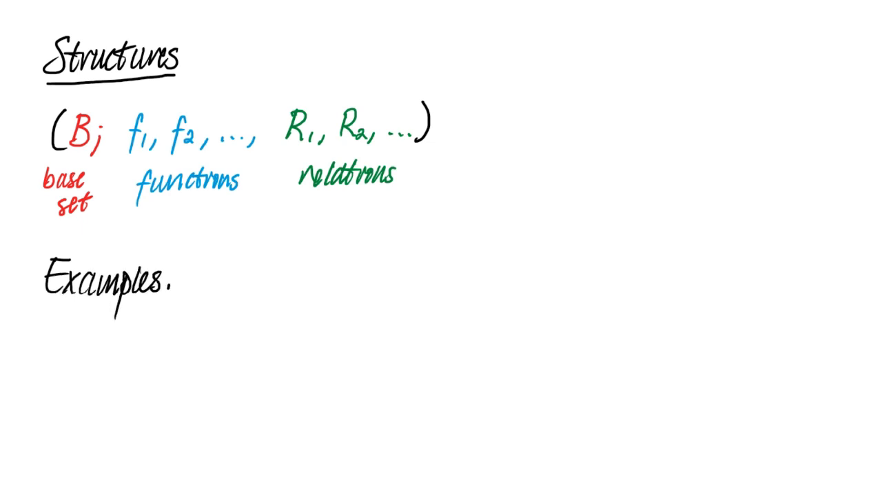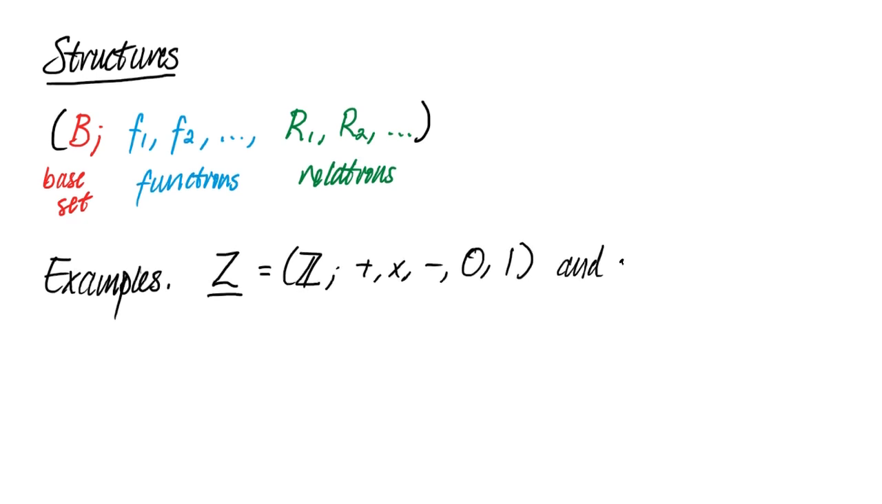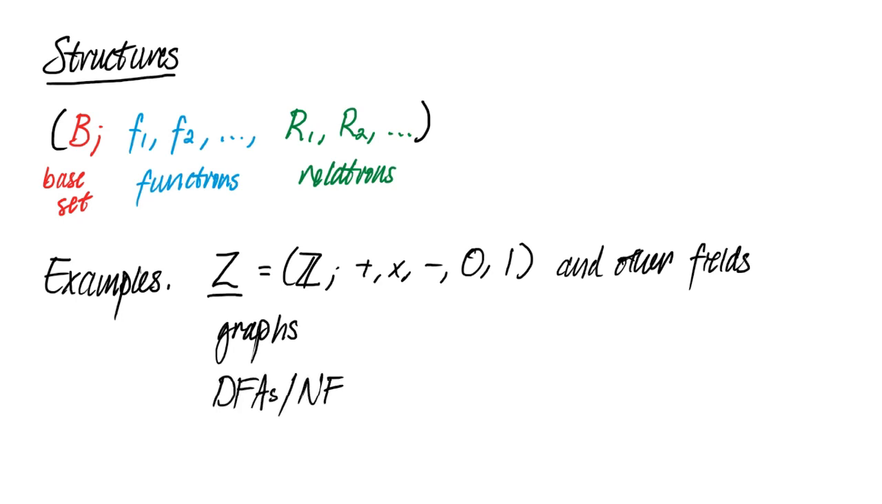For example, we can define a structure Z which has a base set consisting of the set of all integers, which allows for addition, multiplication, and the additive inverse or negation, and has constant identity relations for integers 0 and 1. This defines a structure which essentially allows for performing operations on the set of all integers to produce all other integers. We can construct similar structures for other fields, such as the set of all rationals, irrationals, reals, and so on. Some other examples of structures include graphs, DFAs, NFAs, PDAs, which we covered in this course, and databases, especially relational databases. Next, we need to define what a signature is.